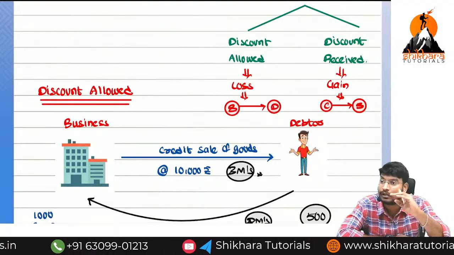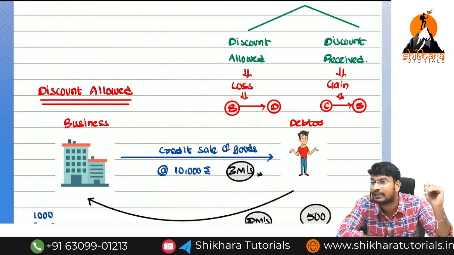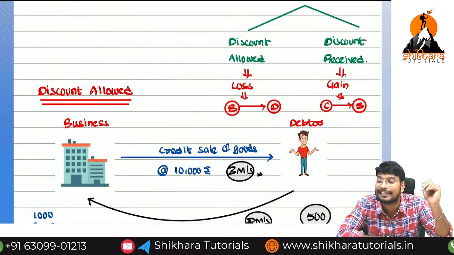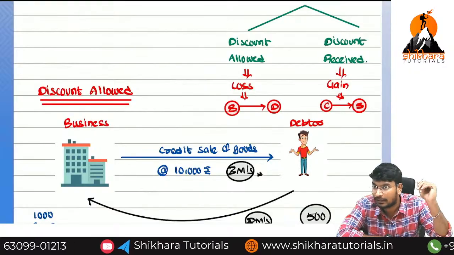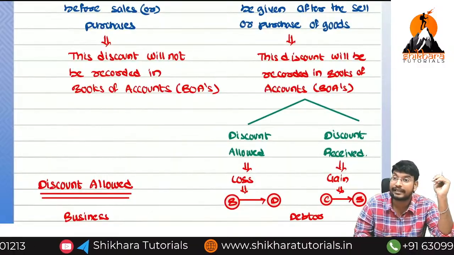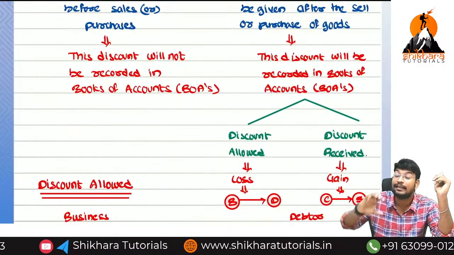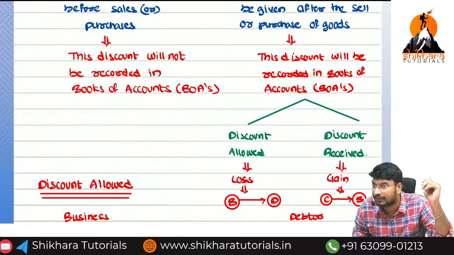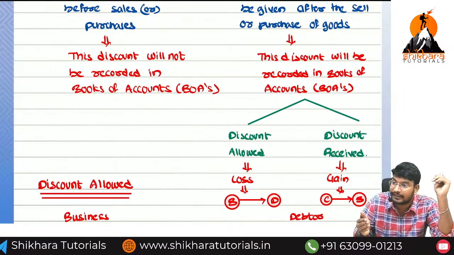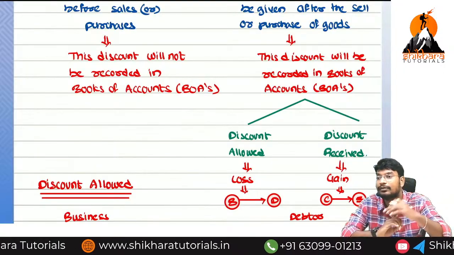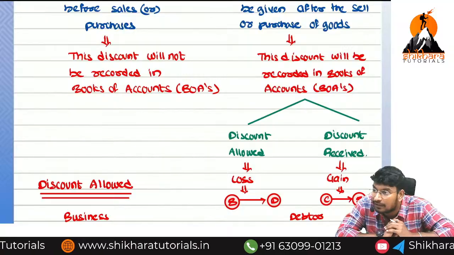Trade discount we are not going to record in the books of accounts, but cash discount we are going to record in the books of accounts in order to show the correct profit or loss. Are you getting the point? Here why we no need to record the trade discount? Because ultimately, after reducing the discount price only, we are directly recording in the books of accounts. For that reason, the trade discount we should not record in the books of accounts.